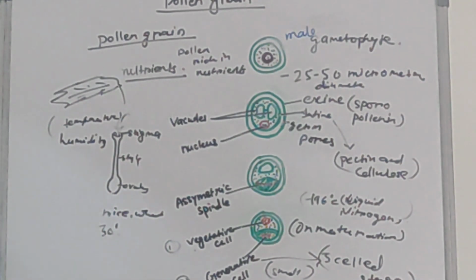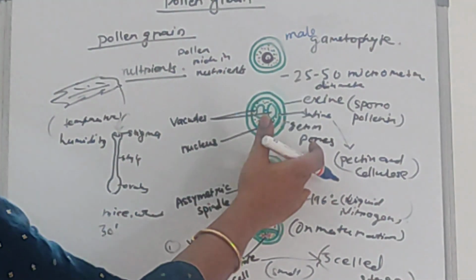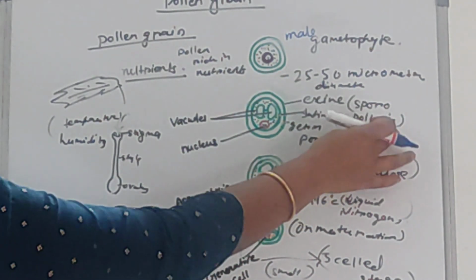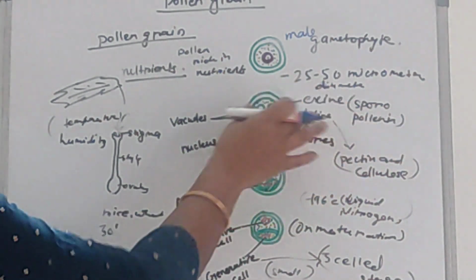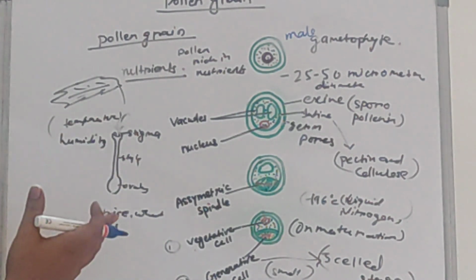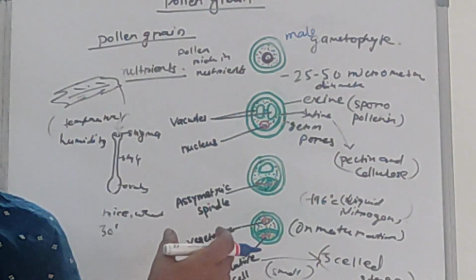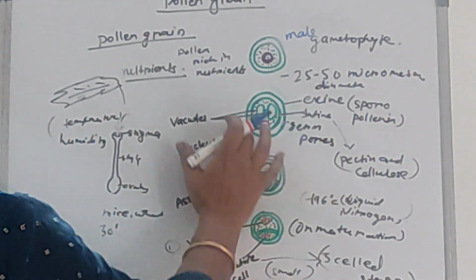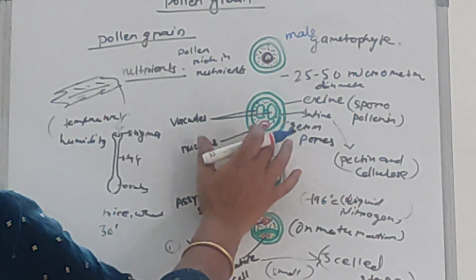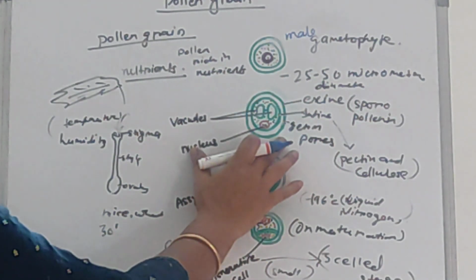Now, pollen grains are well preserved as fossils because of the presence of sporopollenin. They can be preserved for a long time as fossils. The exine also exhibits a fascinating array of patterns and designs.